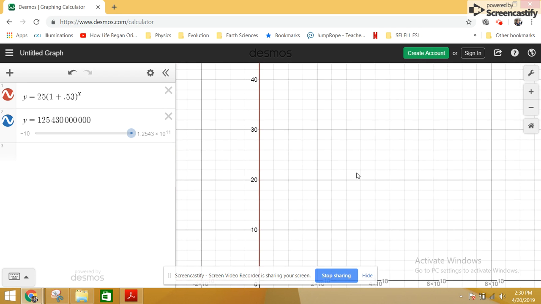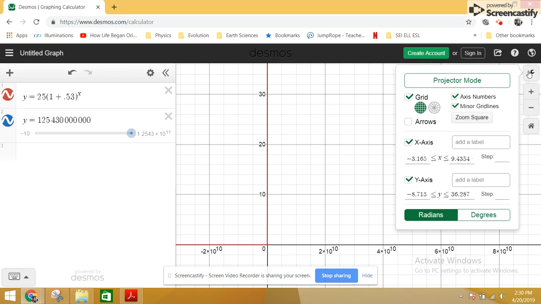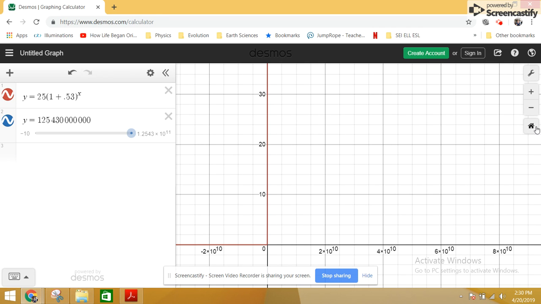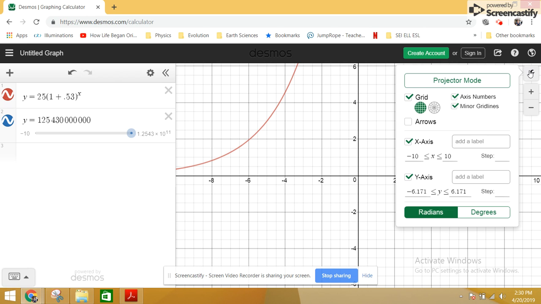Let's see what happens. Oops, I did the wrong one. So let's go back. Look at that. I think I did it. No, maybe. I need to start over. Okay, so it looks like I did it to my x-axis instead of my y-axis. So we're going to try that again. I'm going to go back. Sometimes we'll goof up. So I'm going to go back to my default zoom.